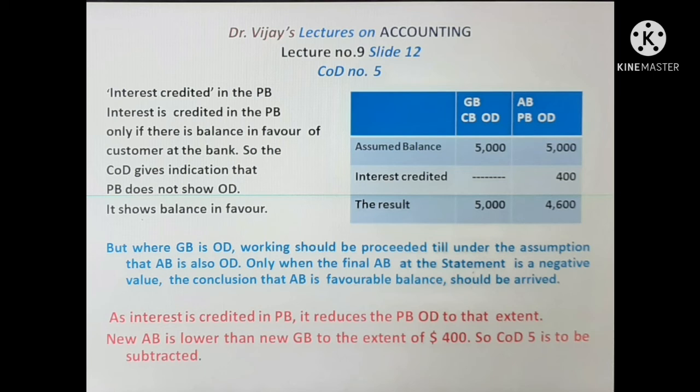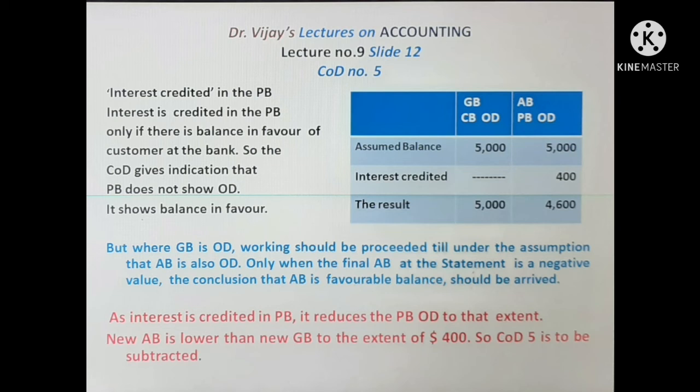Now the interest. Interest is recorded only in passbook, 400. See, interest credited in passbook means overdraft will come down. In the passbook, overdraft has come down to 4,600, whereas in cash book, the 5,000 continues. Now simple, decision making is easy. AB is lower value. So the item is to be subtracted.